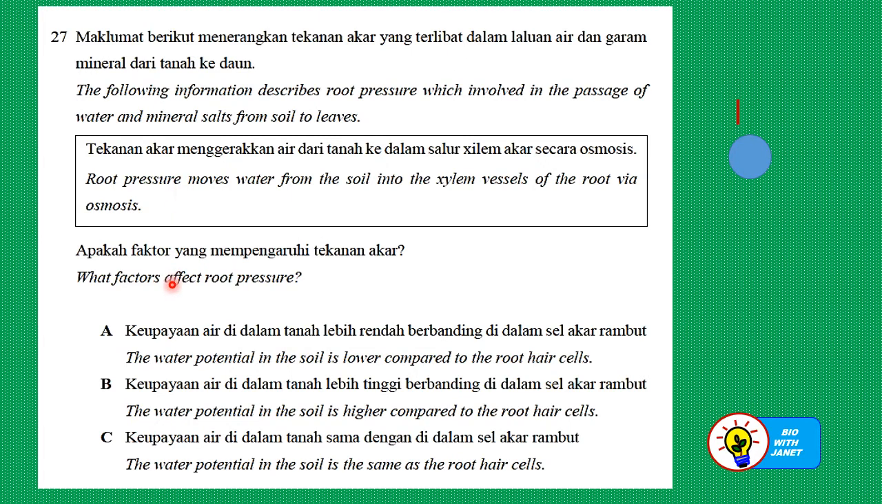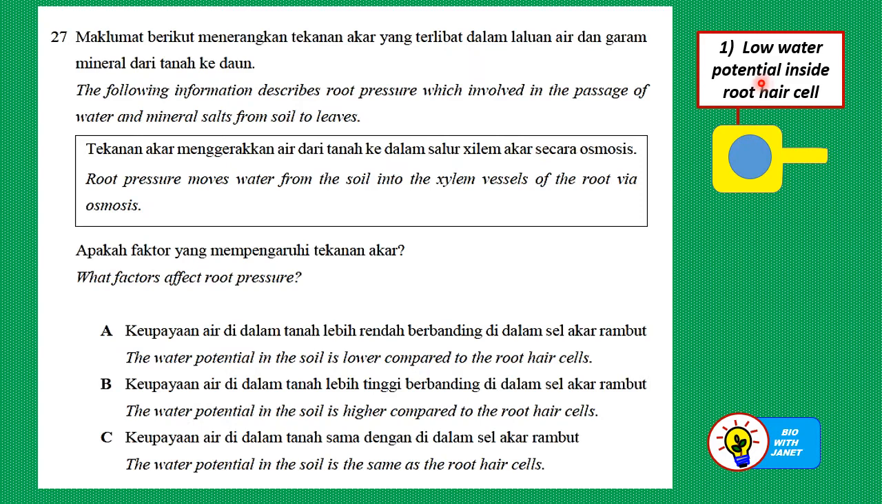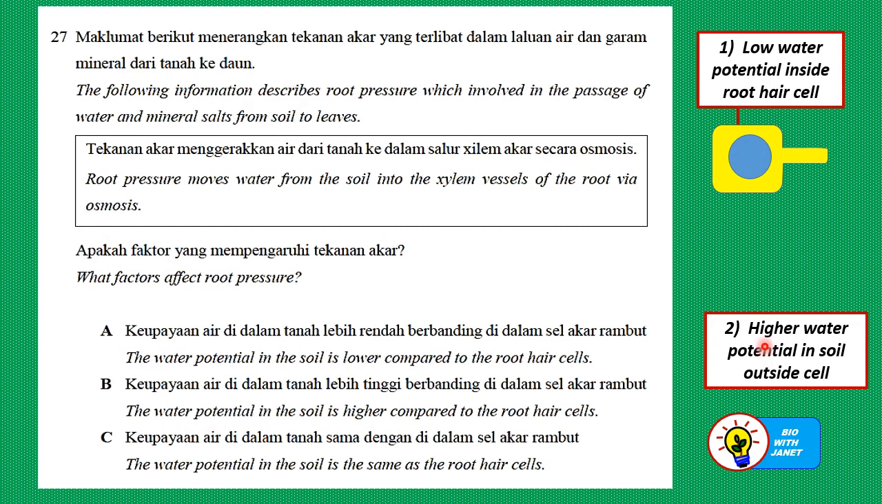Okay. Now, what factors affect root pressure? The water potential in the soil is lower compared to the root hair cells, or the water potential in the soil is higher compared to the root hair cells, or the water potential in the soil is the same as the root hair cells. So just imagine an epidermal cell of the root with the root hair to increase the surface area for absorption of water. In the vacuole of this root hair cell, there are lots of dissolved substances like mineral salts, and thus the cell will have lower water potential, or lower water concentration, compared to the external environment, compared to the soil solution outside the root hair cells.